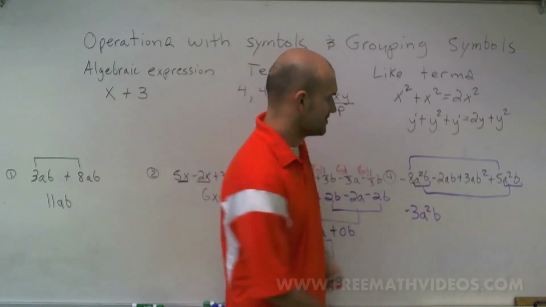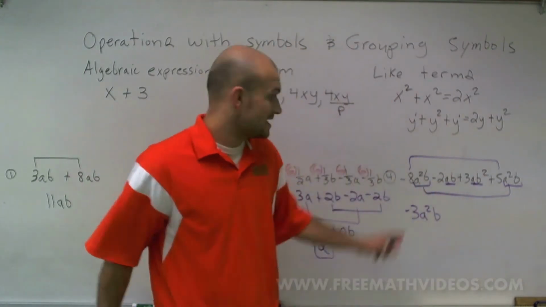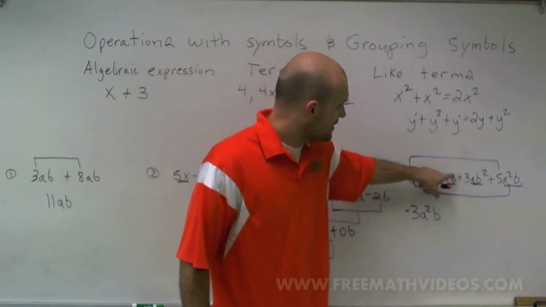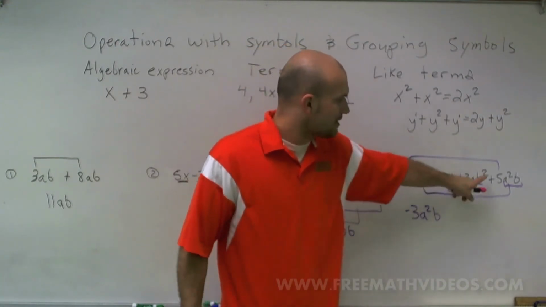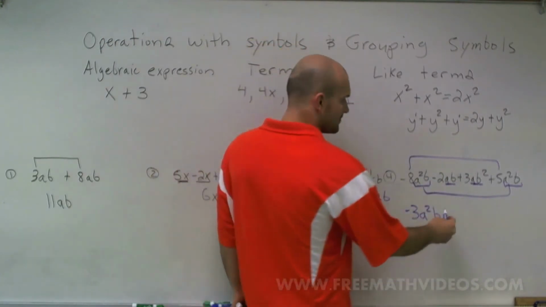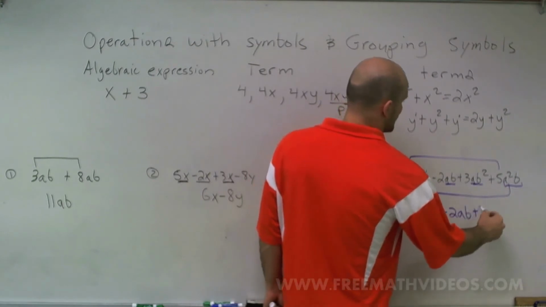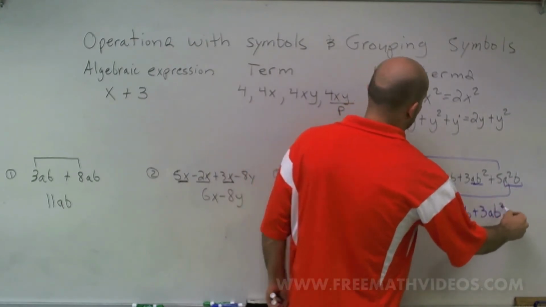And then the next term is, I look at these two. Do these share the same terms? And yes, they both have an a and a b. However, this one's to the first power and this one's to the second power. Therefore, I cannot combine them anymore. And my final result will be negative 2ab plus 3ab squared.